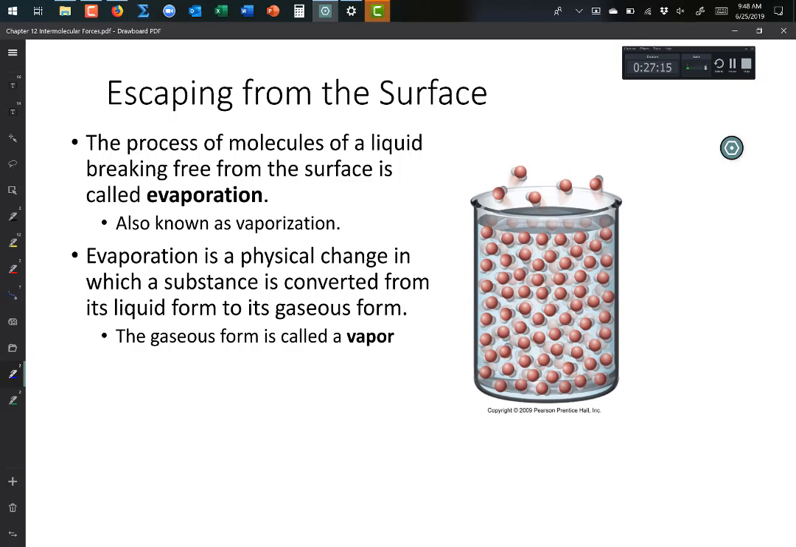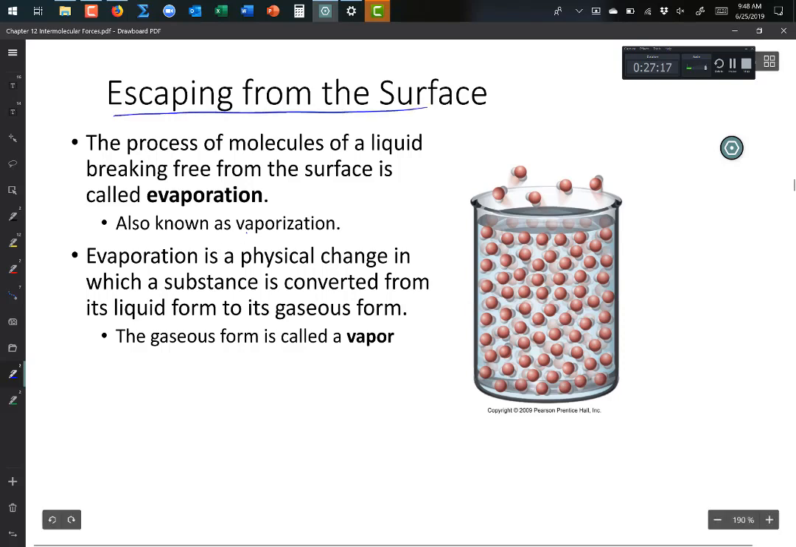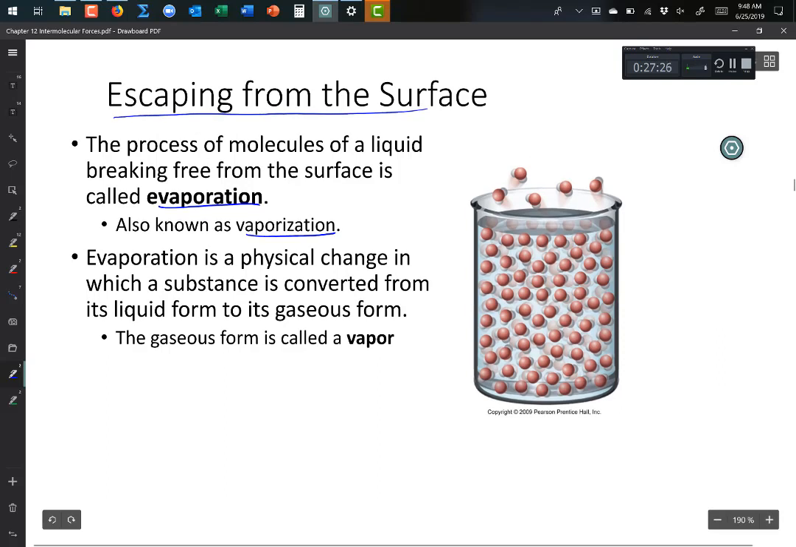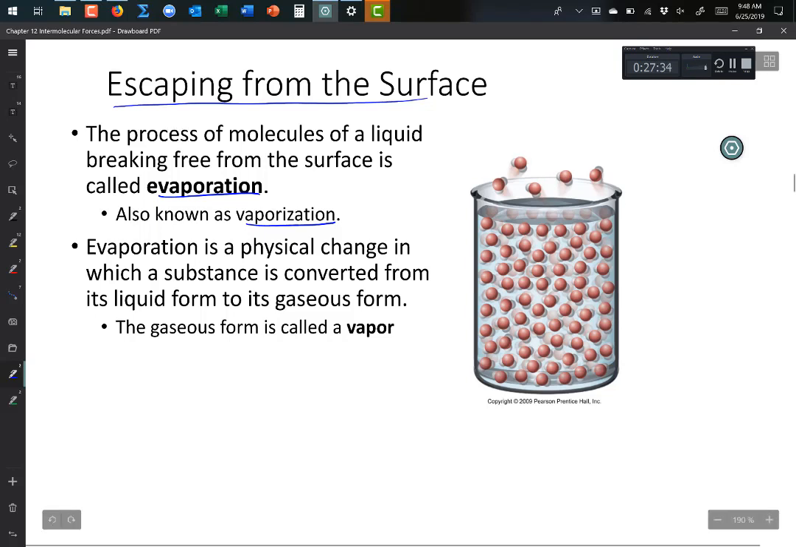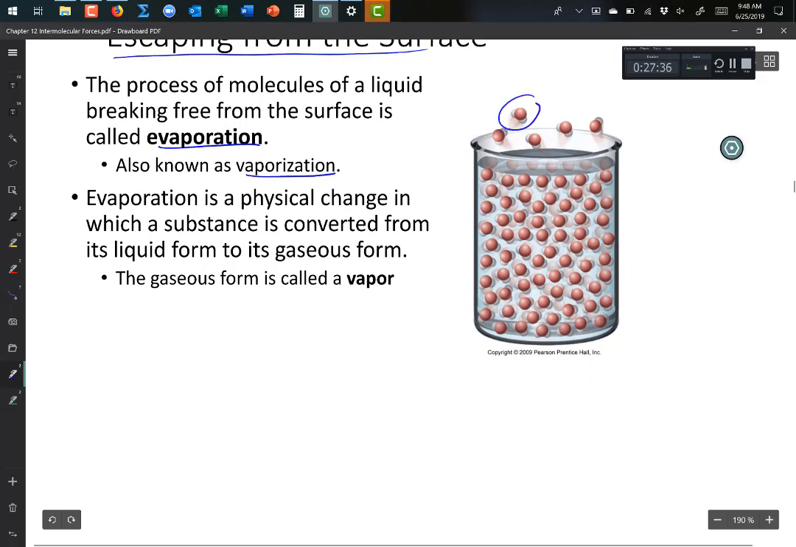Escaping from the surface is known as vaporization or evaporation, right? Those are the same thing. Liquids can escape from the surface more easily if they have weaker forces of attraction. And if they have stronger forces of attraction, it's harder for them to leave from the surface. This is called the vapor of the gas.